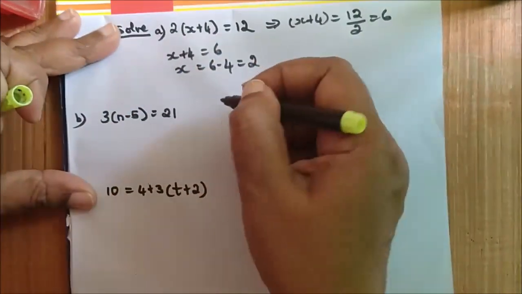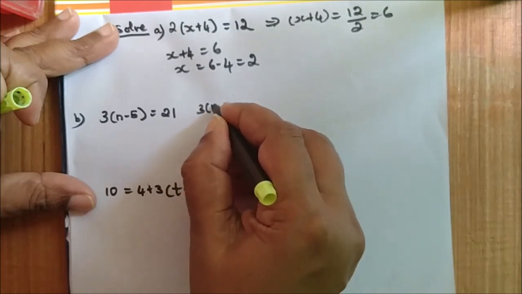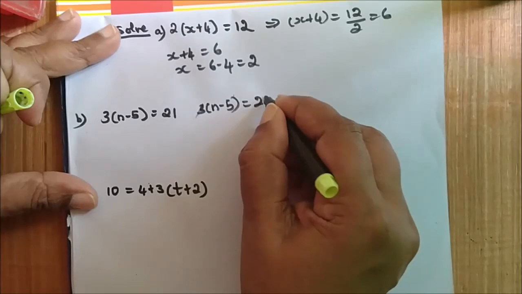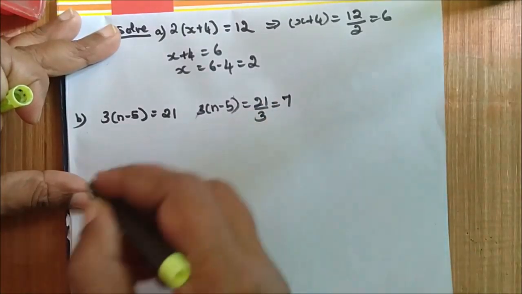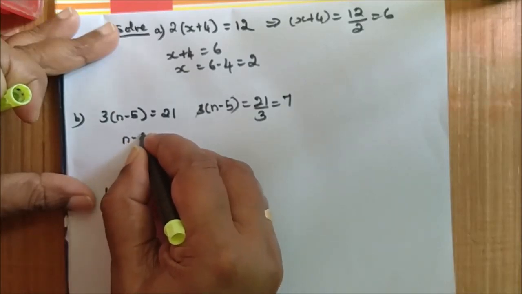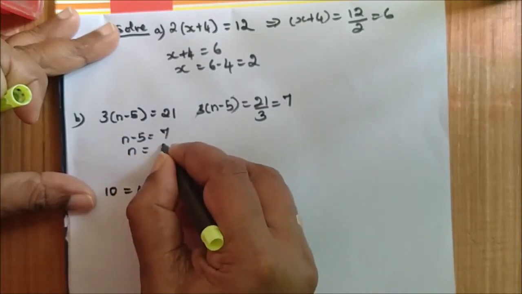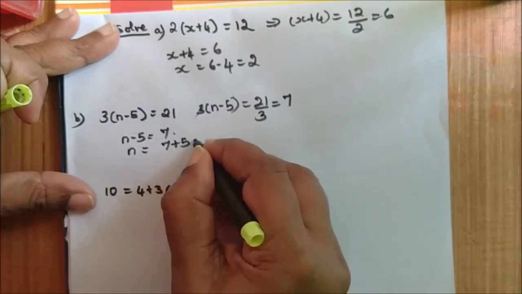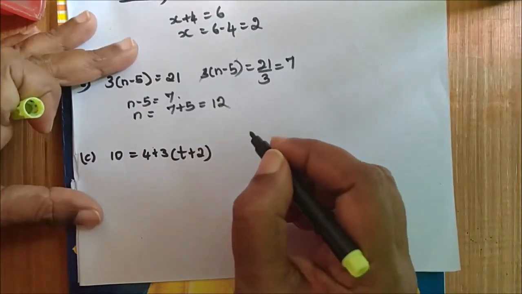Similarly, we'll solve this problem, that is 3 into n by 5, isn't it? So when I take my 3 to the other side, it will become 21 by 3, which is equal to 7. Or in other words, n minus 5 is equal to 7, or n is equal to, when minus 5 comes here, becomes plus 5, which is equal to 12. This is how we solve this problem.